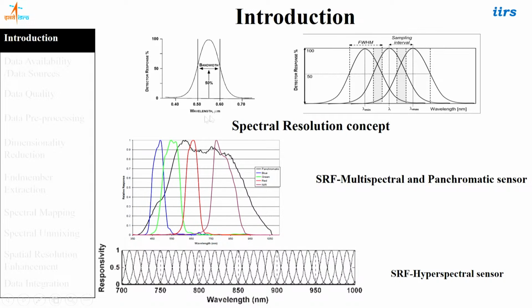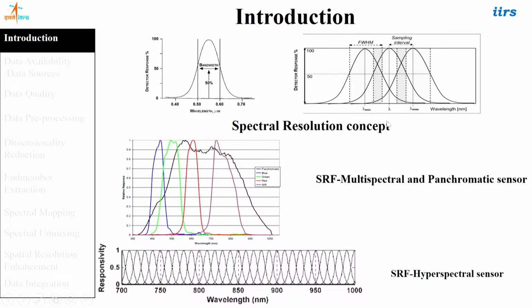So here you can see this is the wavelength and this is the spectral response function. And when you are going to consider the full width of this spectral response curve and 50%, wherever 50% response is there and full width you are covering, so that is called as full width half maximum. So whatever wavelength range it is covering, that is called as the spectral resolution or bandwidth. And you can see here between two measurements of the detector, that is called as sampling interval.